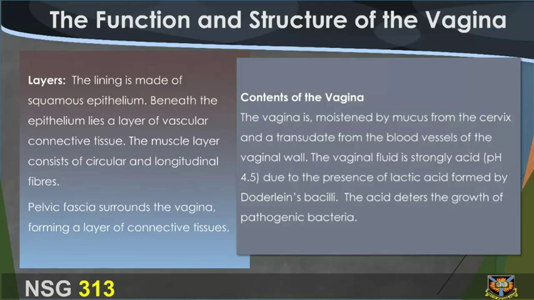Contents of the vagina. The vagina is moistened by mucus from the cervix, and by transudate from the blood vessels of the vaginal wall. The vaginal fluid is strongly acid, pH 4.5, due to the presence of lactic acid formed by Doderlein bacilli. The acid deters the growth of pathogenic bacteria.